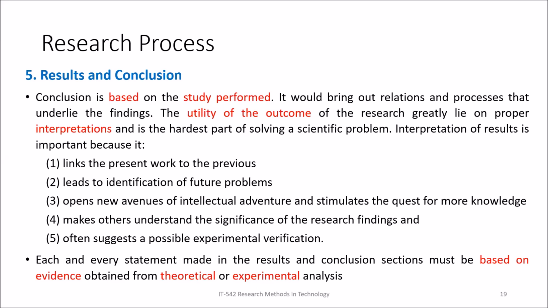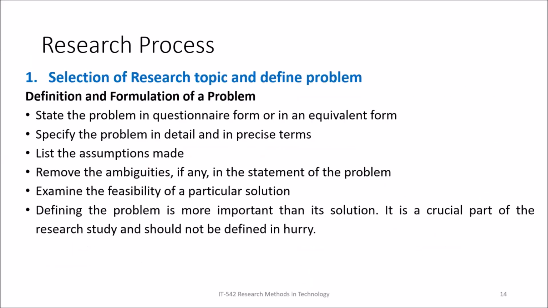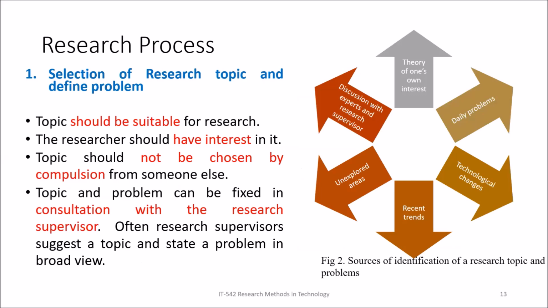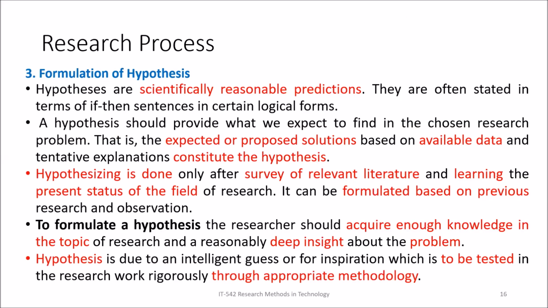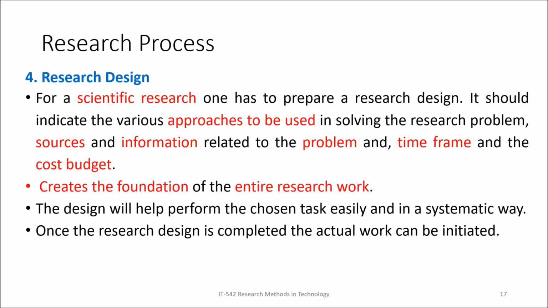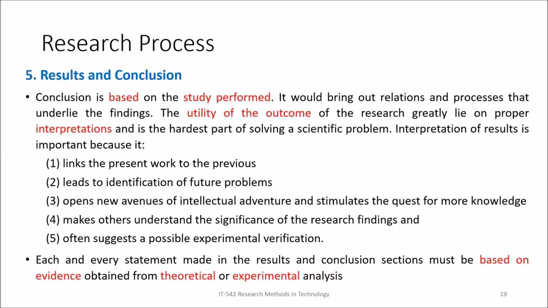Okay, so we'll continue with the research process. What we have covered in the research process is the selection of the research topic and defining the problem, literature survey, then formulation of hypothesis, then research design, then we have results and conclusion. So just remember these 5 steps in the research process.